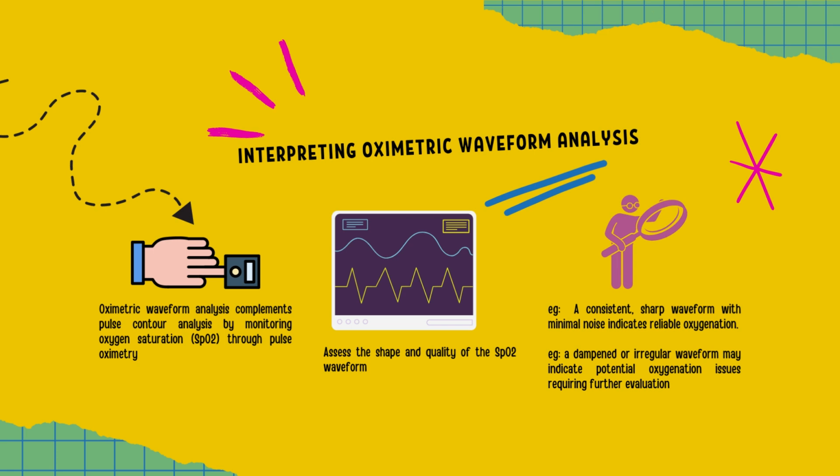Let's start by looking at the SpO2 waveform shape. Picture it like an EKG for oxygen. You'll want to see a waveform that's as sharp and consistent as a heartbeat on an EKG. Think of it as the rhythmic dance of oxygen. When that SpO2 waveform is consistent, like a smoothly flowing river, it's telling you that oxygen levels are stable and reliable. Just like how you trust a steady river to quench your thirst, you can trust this waveform to reflect accurate oxygenation. Now, let's talk about waveform trends.